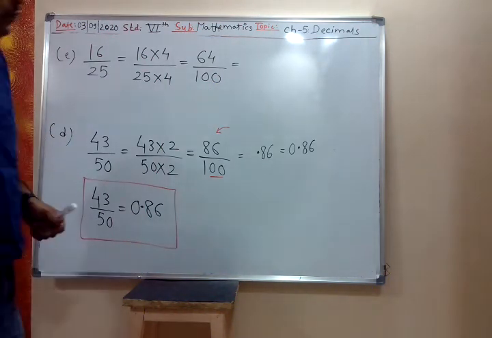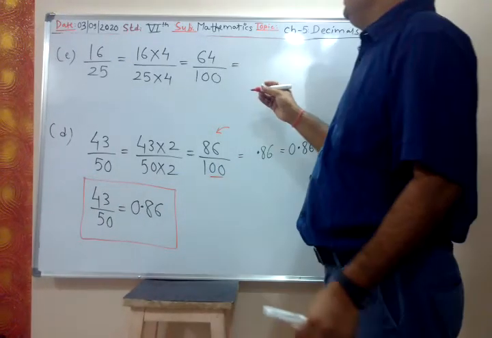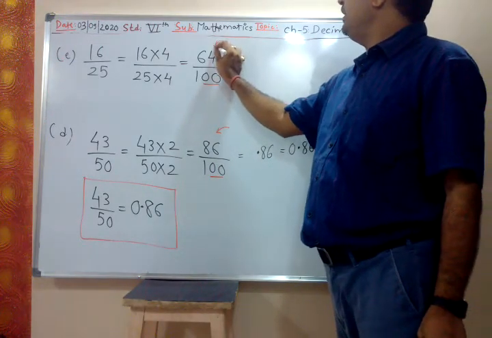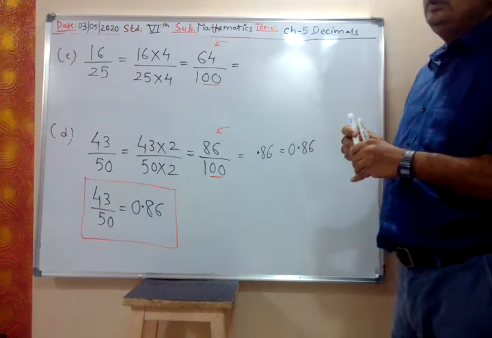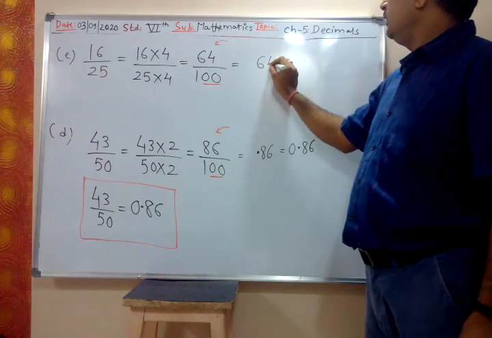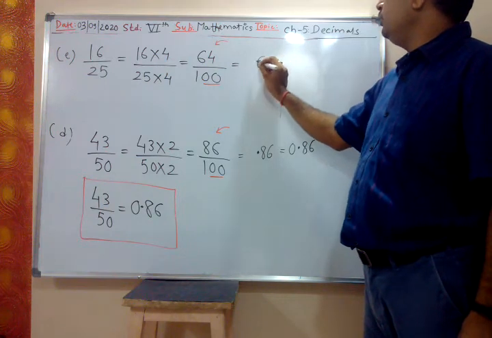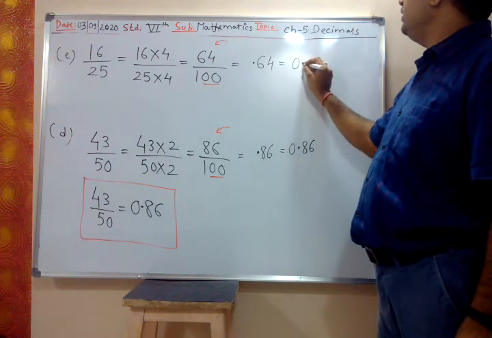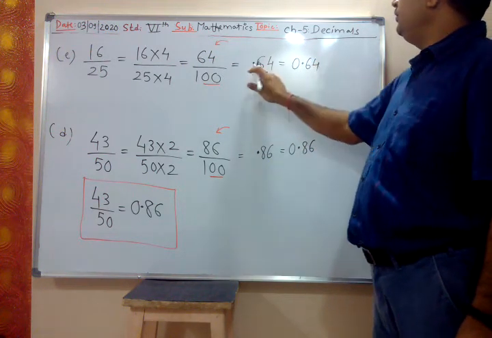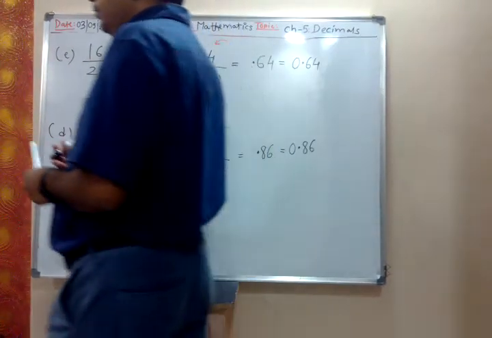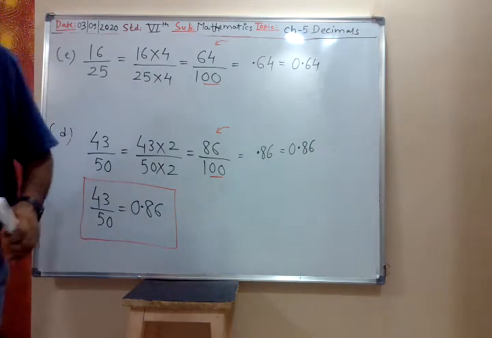So now this is 64 upon 100. In the denominator there are 2 zeros. So now we start from the right and put the decimal after 2 digits. So this is 64. Start from the right, 1, 2. Put the decimal: 0.64, because there are 2 zeros. If before the point there is no digit, we can take 0. So 0.64 is the answer.